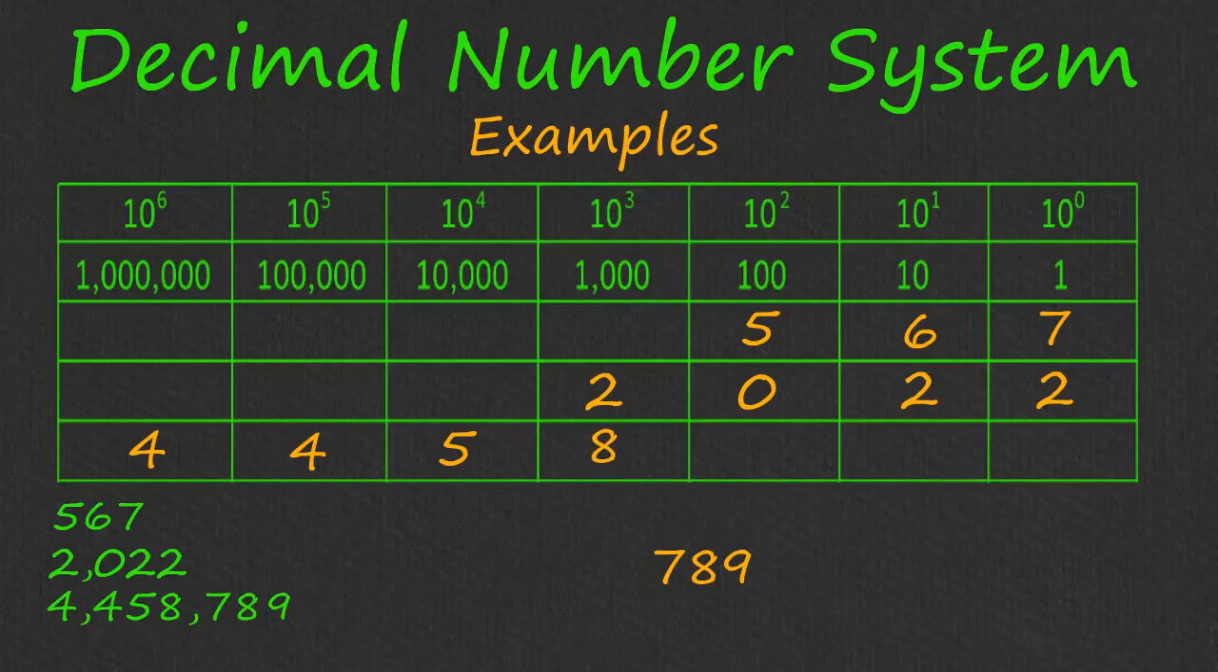The following digit is 7 at the place value of 100 or 10 squared. Next is the digit 8 again, but this time it sits at the place value of 10 or 10 to the first. And finally, the last digit is 9 at the unit or 10 to the 0 place value.